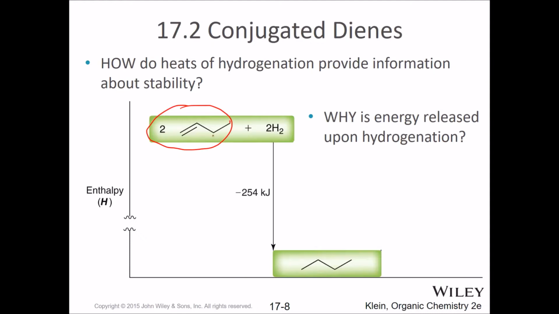So one, two, three, four carbons. It's butane, and oops, I got a double bond here. So it's butene, and the double bond is between carbons 1 and 2. So it's 1-butene. If I take two molecules of 1-butene and hydrogenate or reduce it to butane, then I get this much heat out of it, 254. So what does that mean? This doesn't tell us much, but watch this now.